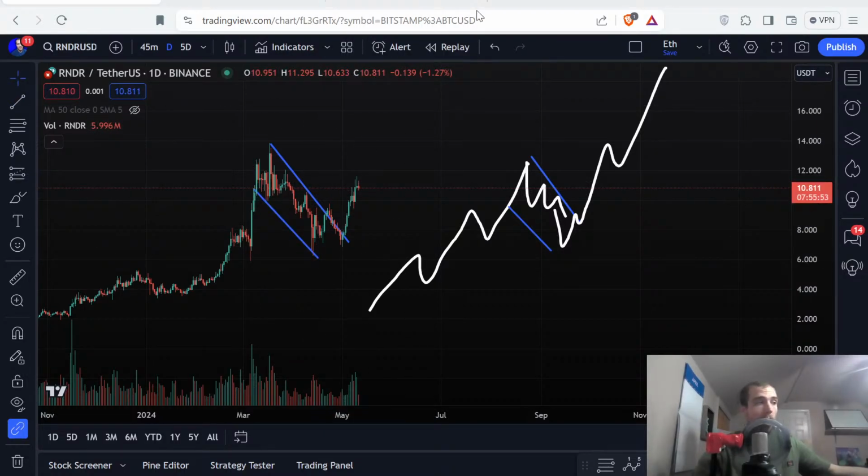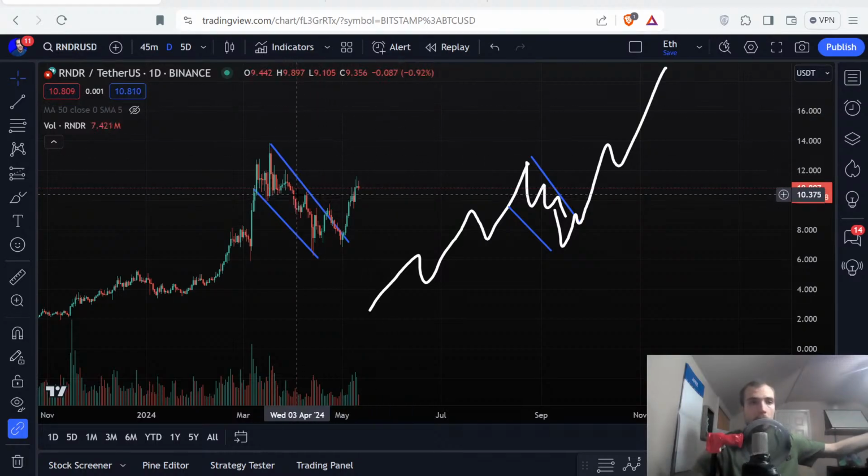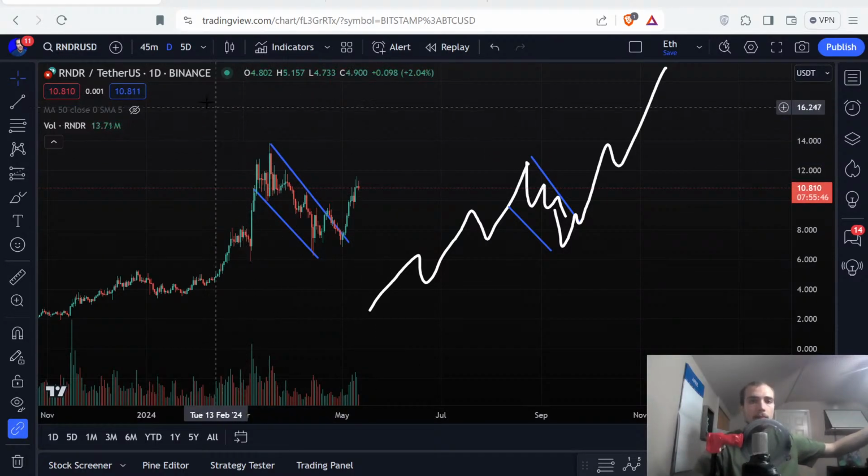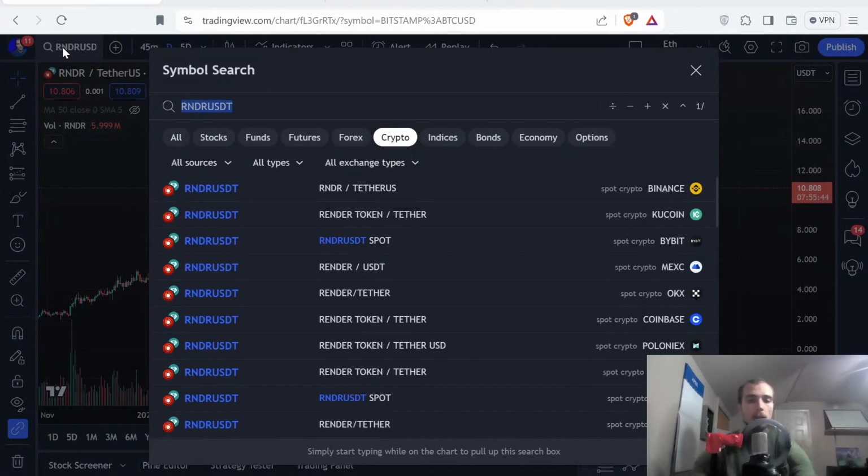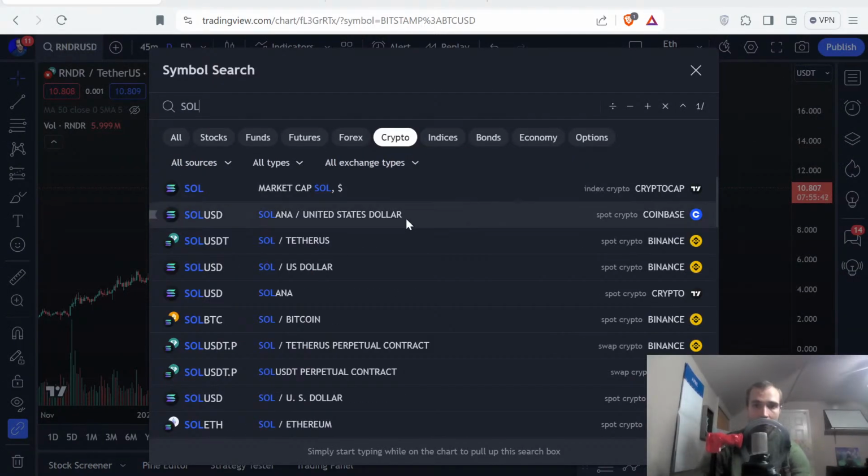Solana did a bullish flag before it broke out from its previous breakout. So there was a pullback on Solana. I'll just show you guys so you don't have to try to imagine what I'm showing you.